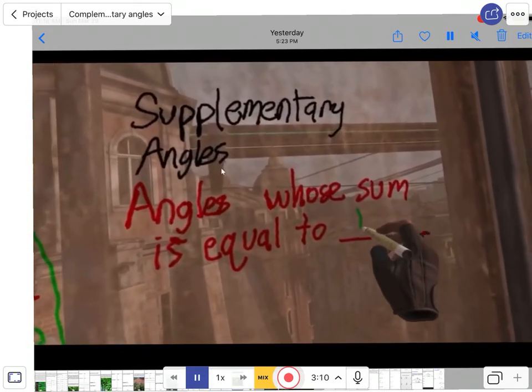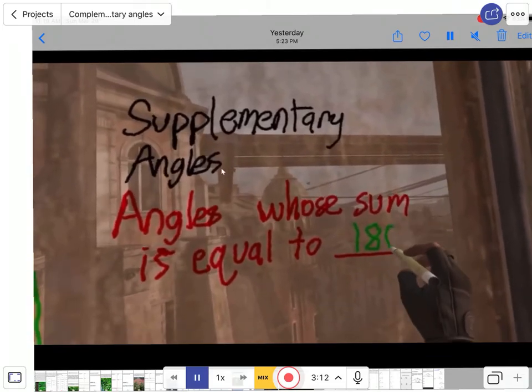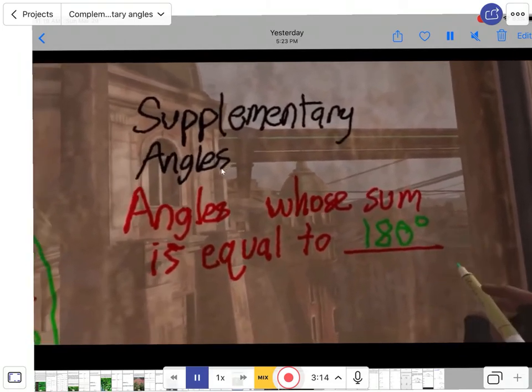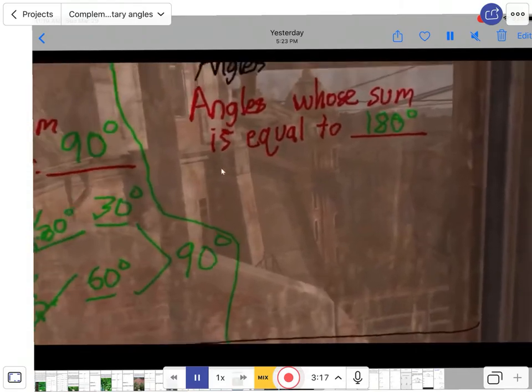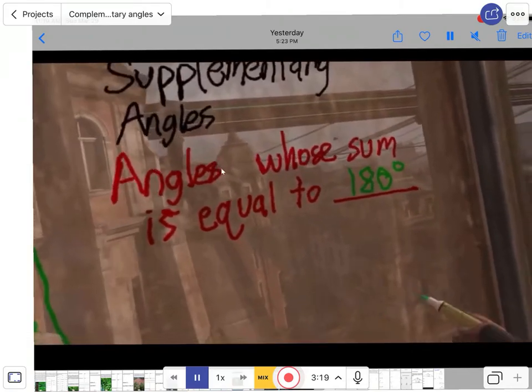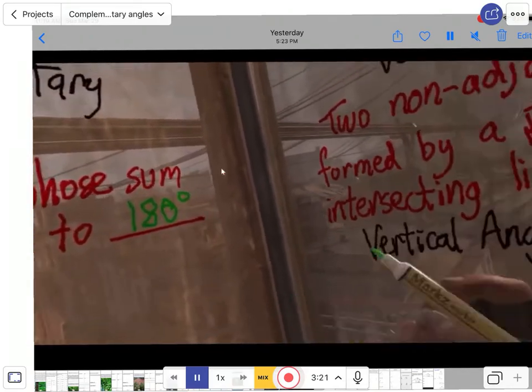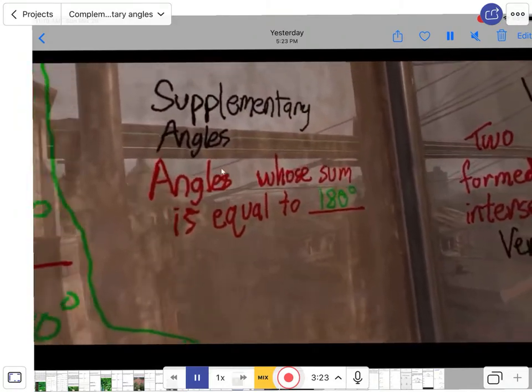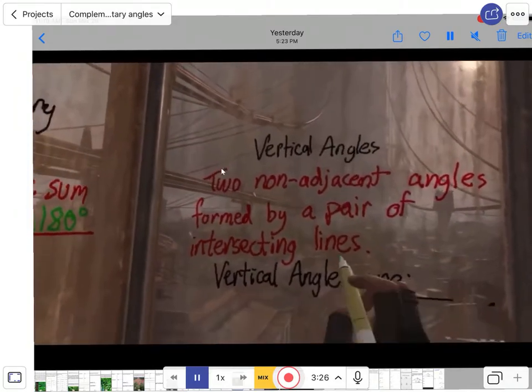Now, section that off for a minute, and let's talk about supplementary angles. Same idea. Supplementary angles are angles whose sum is equal to 180 degrees. If you remember, a straight line's 180 degrees from class. So supplementary angles, 180 degrees. Pretty much the same as complementary, but 180.